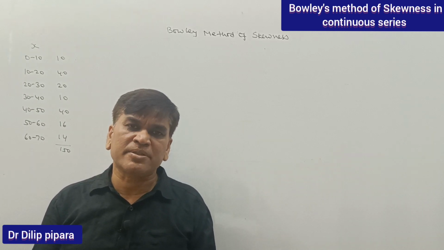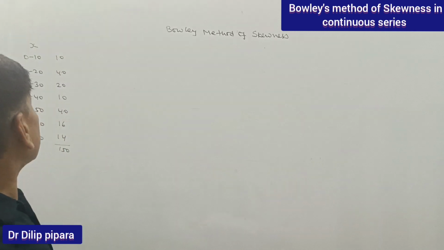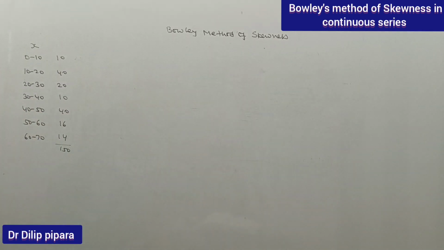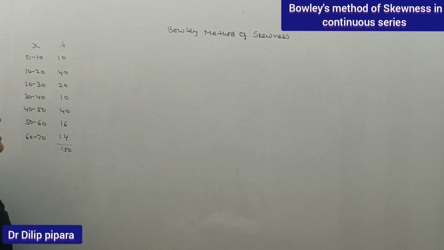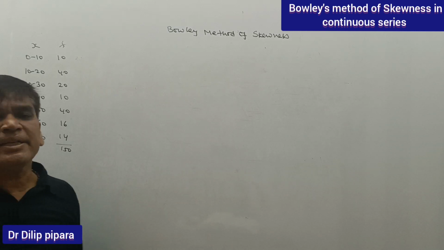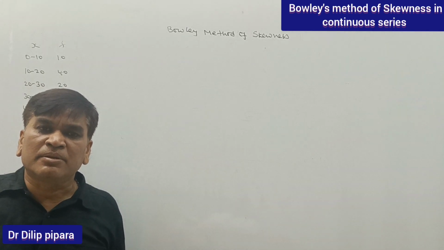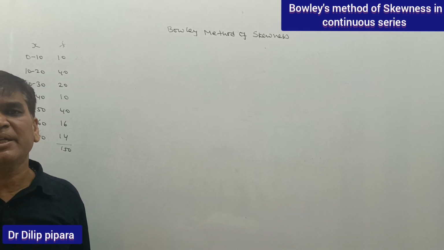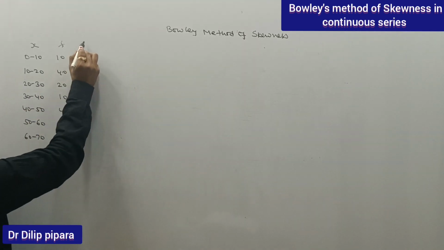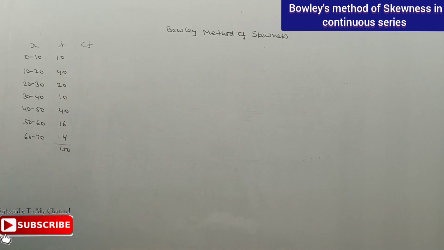So I have written the continuous series that is given. The class intervals are 0 to 10, 10 to 20, 20 to 30, 30 to 40, 40 to 50, 50 to 60 and 60 to 70. The frequencies given are 10, 40, 20, 10, 40, 16 and 14, so the total is 150. For calculating skewness with the Bowley method, we need the first quartile, third quartile and median. For that, we first calculate the cumulative frequency.